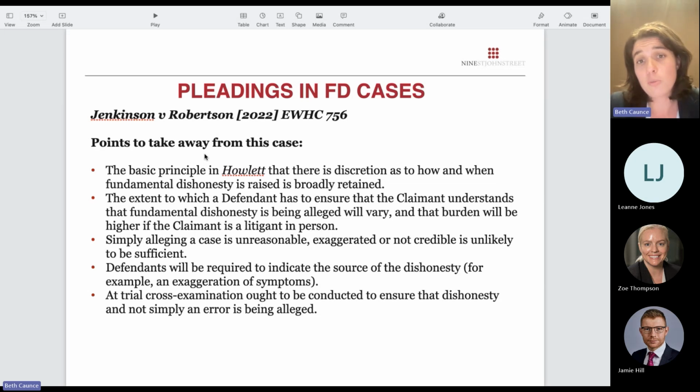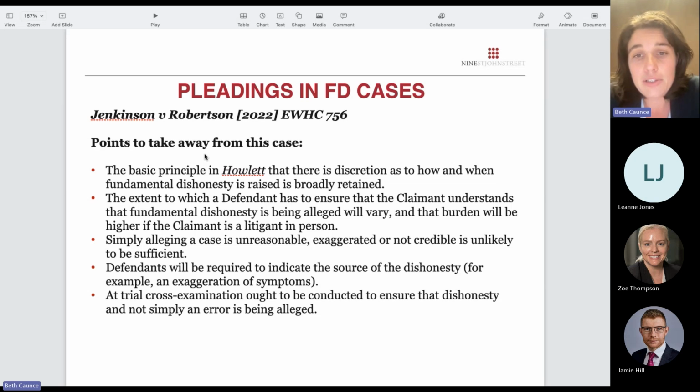The basic principle is retained, essentially that there is still a discretion as to how and when fundamental dishonesty is raised. The extent to which a defendant has to ensure that the claimant understands that it's being alleged will vary. It is very likely that the burden on the defendant will be higher if the claimant is a litigant in person, because he doesn't have solicitors or a barrister to explain it to him on the day of trial.